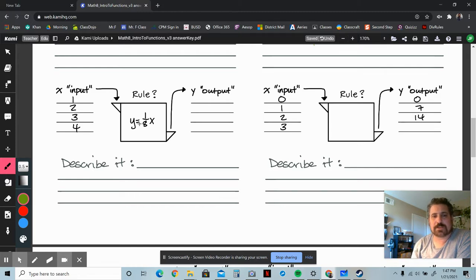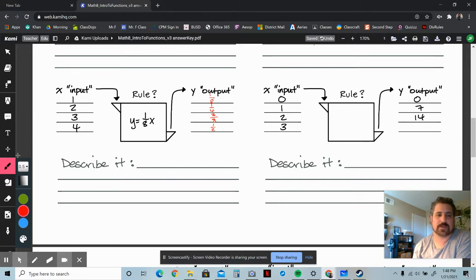Here you have a situation where we're given the rule. When you're given the rule, it's super easy. All you got to do is plug in. So 1 times 1/8 is 1/8. 2 times 1/8 is 1/4, which is 2/8, right, which is 1/4. 3 times 1/8 is 3/8. And then 4 times 1/8 is going to be 4/8, or 1/2. So you can see for every input, you should multiply it by 1/8 and get the output. The slope of this line is 1/8.